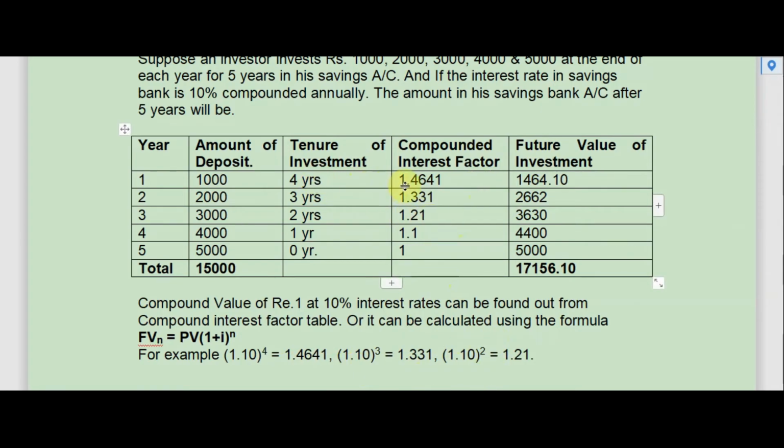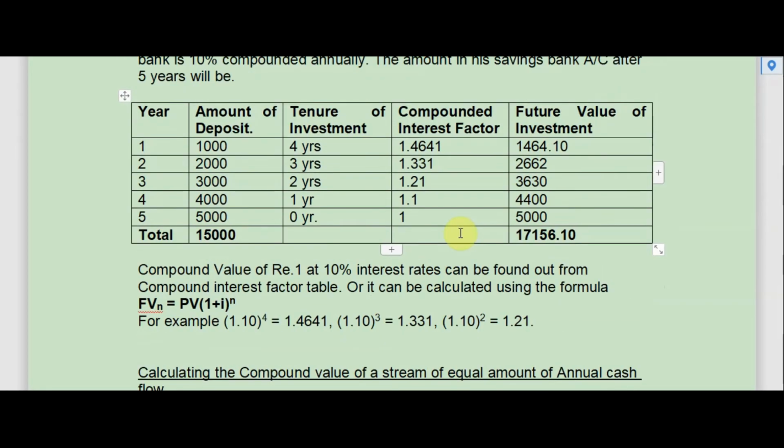So if we multiply 1000 with 1.4641, we get 1464.10. 2000 with 1.331 equals 2662. 3000 with 1.21 equals 3630. 4000 with 1.1 equals 4400, and 5000 with 1, that is 5000. If we total this, we get 17156.10. So this is the future value of the investment after 5 years.